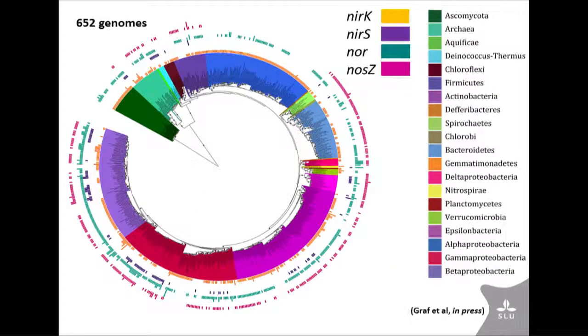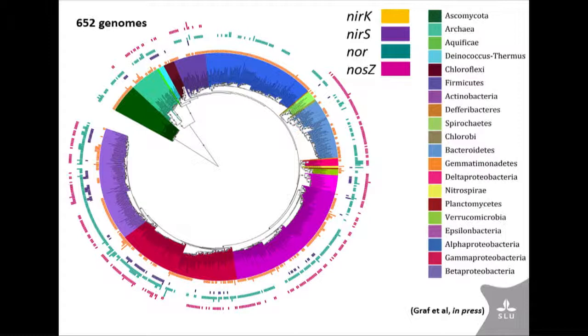So to do that, we did a comparison between 652 genomes that have some of the denitrification genes. And then we looked at which genes they had. So did they have nirK, nirS, the different types of nitrite reduction enzymes, the nor genes, which I will not talk about at all today, and then the pink one here, the gene coding for nitrous oxide reduction.